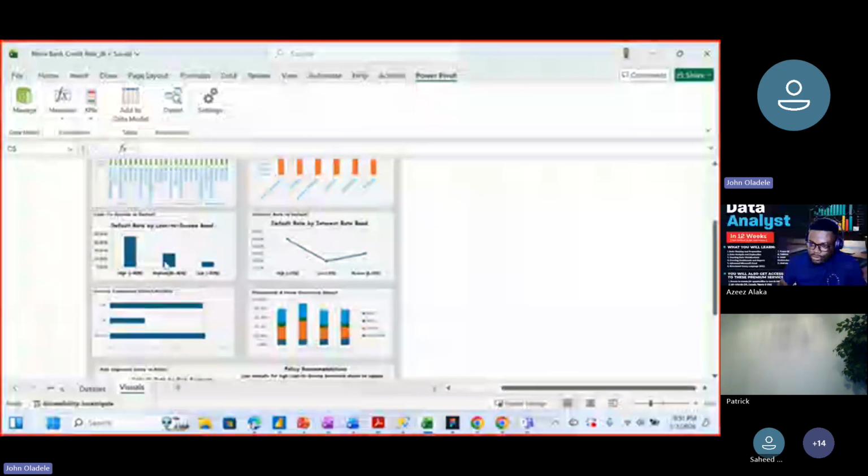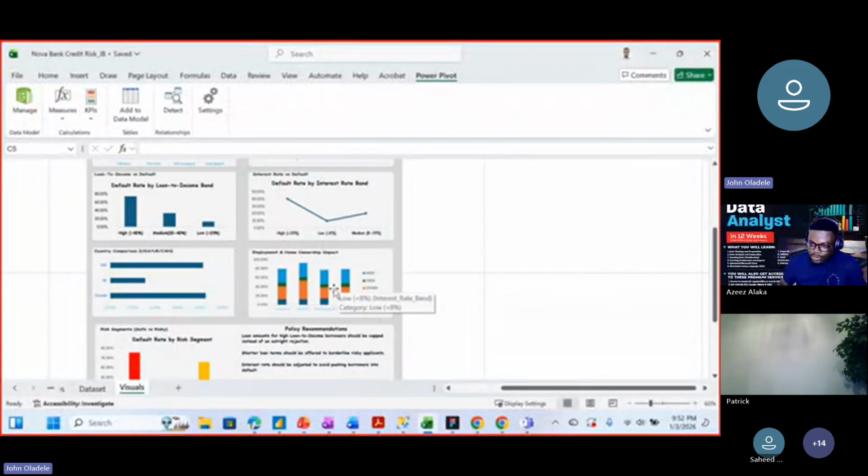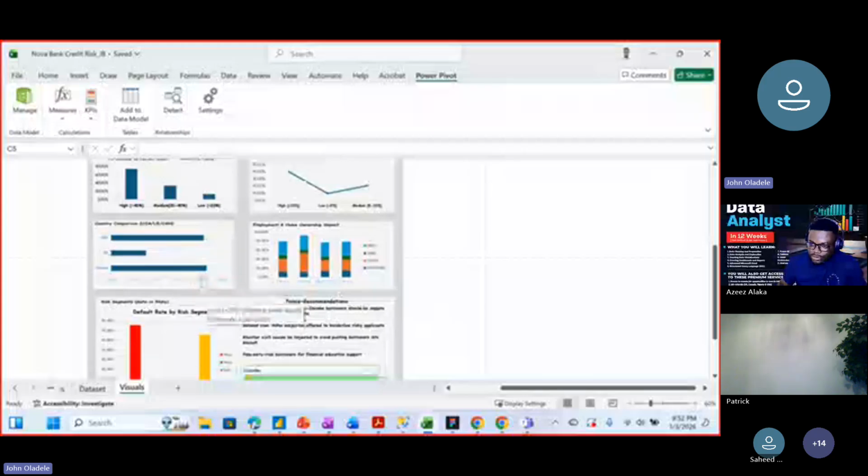Also, I looked at the interest rates and default rates. Loans that have high interest tend to be defaulted on, whereas loans with low interest are paid off more easily. Then I compared countries, that's the countries that were provided: US, UK, and Canada. We can see that people in the UK take fewer loans, whereas people in the US and Canada have almost the same loan take ratio.